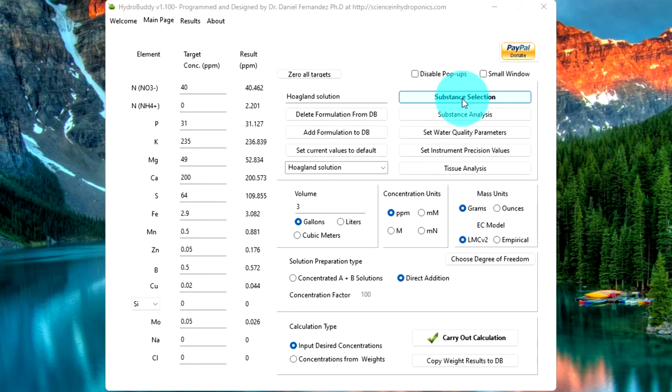To do this, I'm going to be using this program called HydroBuddy, and that's going to calculate my different parts per million and my targets. This is based on the Hoagland solution, and the only thing I'm going to mess with here is the nitrogen concentration.